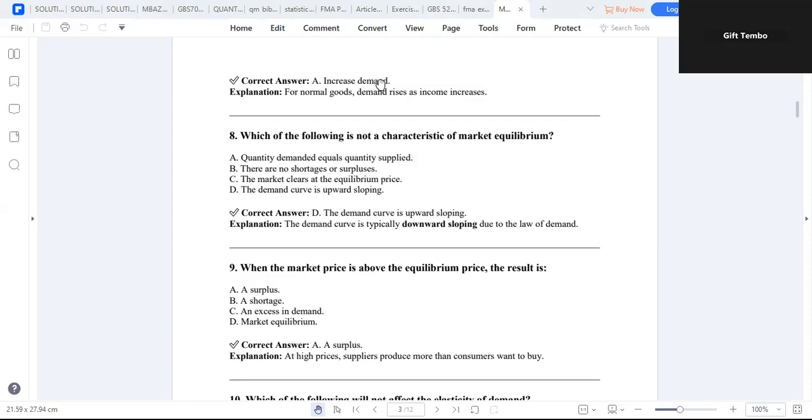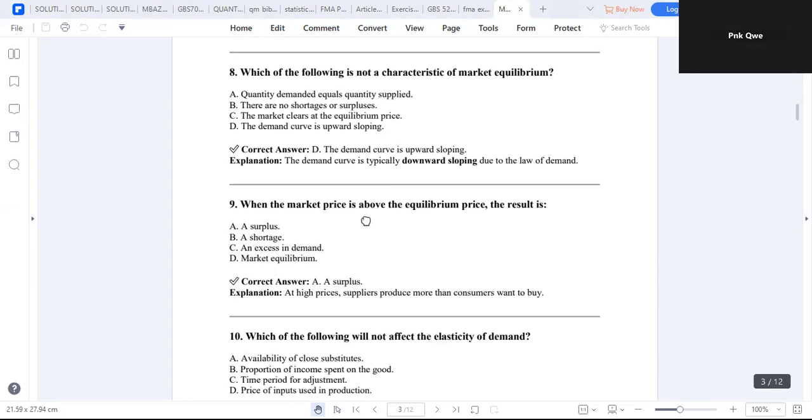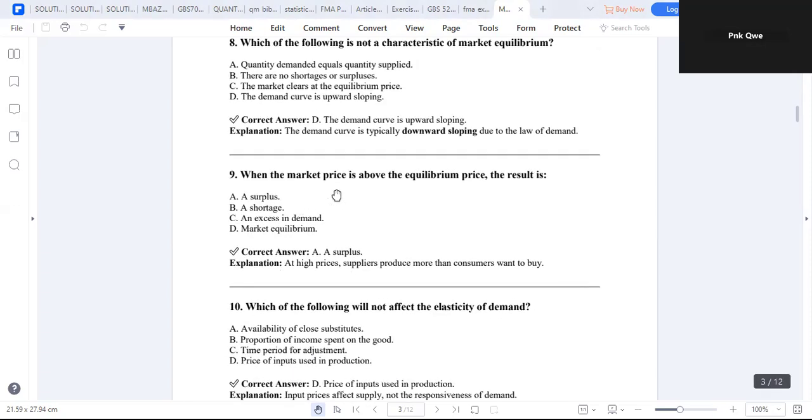All right, so we now go to question number 9. When market price is above the equilibrium price, the result is what? What you must understand is that a surplus is when we have excess supply. Excess supply happens when the price is above the equilibrium, so we have a downward pressure on price. A shortage is where we have more demand, and this appears below the equilibrium, so upward pressure is on price.